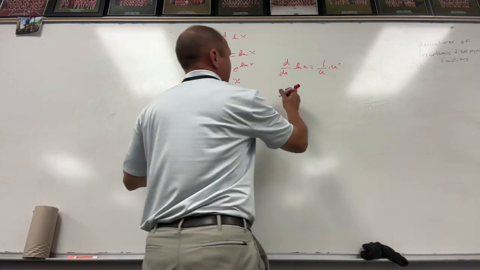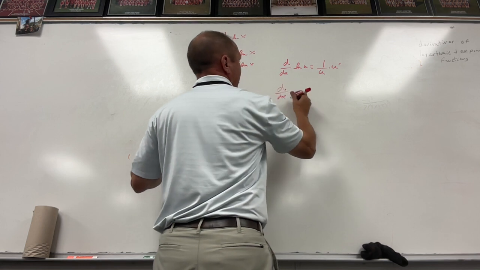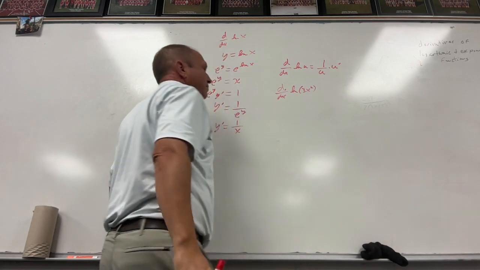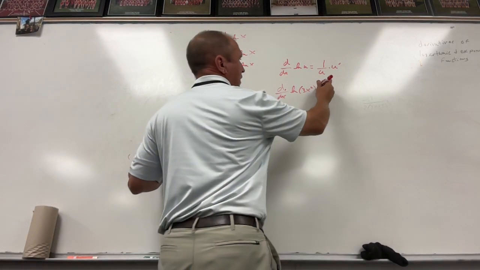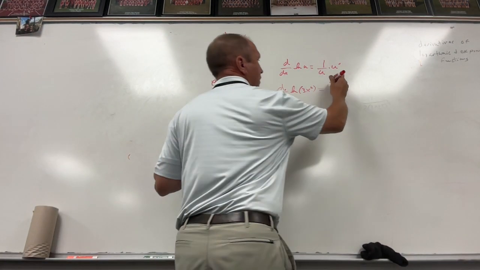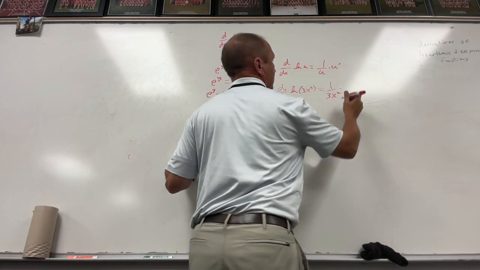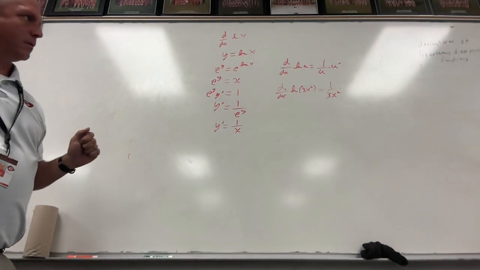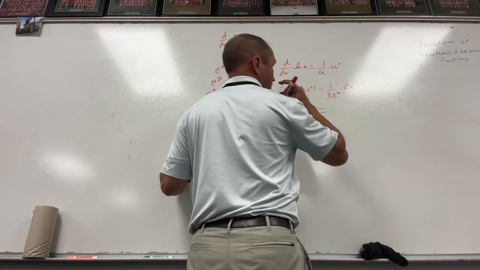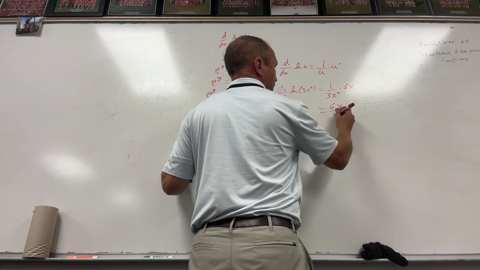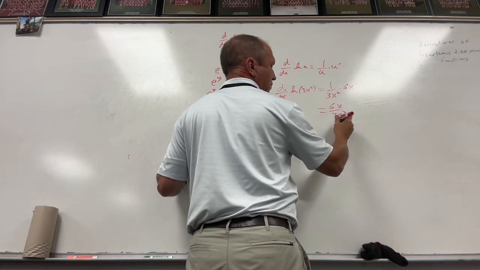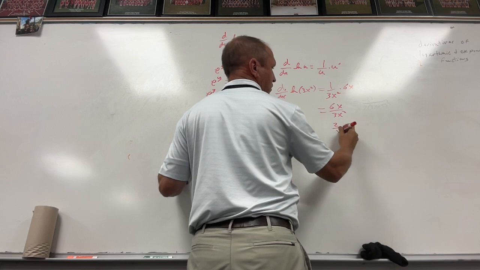So let's do the derivative of the natural log of, I don't know, let's say 3x squared. Well, what do we know that that's going to equal? What's in the place of u here? 3x squared. So it's going to equal 1 over 3x squared times the derivative of 3x squared, and that would be 6x, right? So simplifying that out, that's 6x over 3x squared. Now 6 over 3 is 2, and x over x squared, so we get 2 over x.